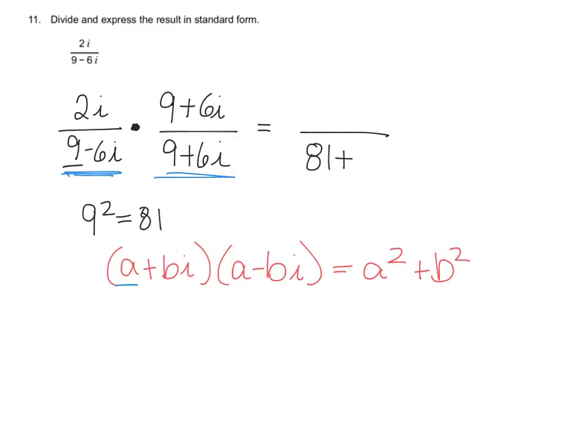And then add it to b squared. Now b is the number in front of the i. So up here my b is 6. So 6 squared is 36. So my answer when I multiply those conjugates together is 81 plus 36. And if we add those two numbers together, I get 117.